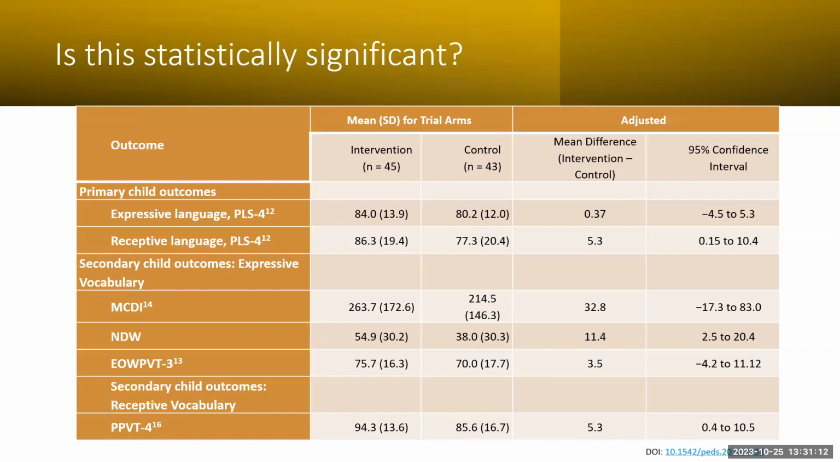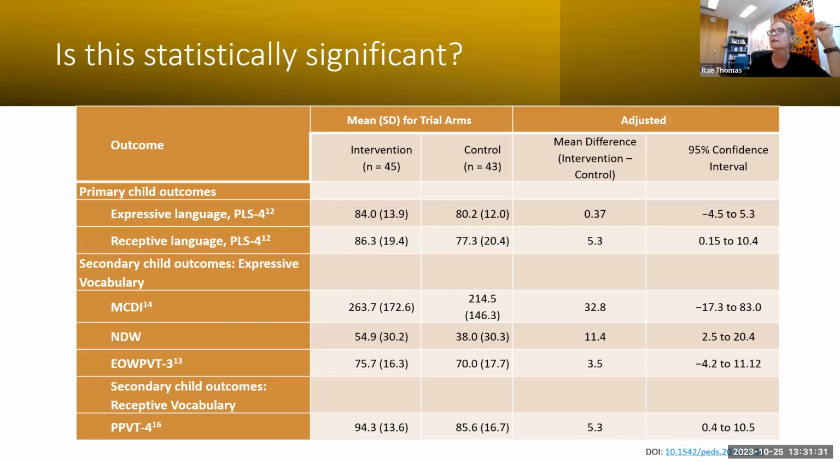Yes, I'm good. Okay. So what else is there? What else do we think might be statistically significant? We've got the NDW and then the bottom one, which I can't see now because I've got my microphone on. So those two rows, PPVT-4.